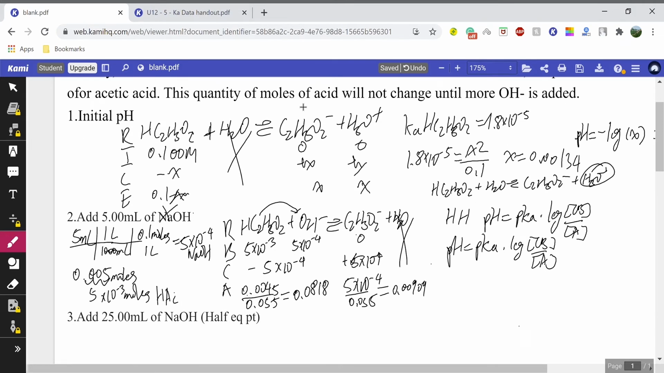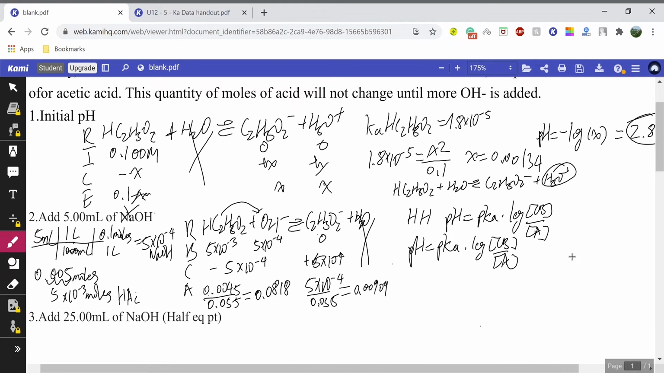So now that they're in the same solution, the volume is going to stay constant, which is why we're dividing both of these by the same number, 0.055 and 0.055. When you divide both of these by 0.055, the ratio between these two numbers stays the same. So technically, when we're using our HH equation, we can continue to use the moles that we have. So pH is actually pKa. What's pKa? pKa is negative log of our K, which is 1.8 times 10 to the negative 5th, which is 4.74.